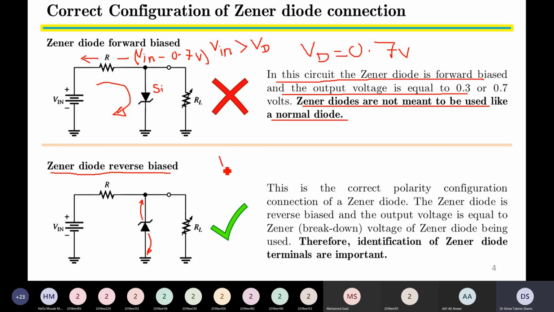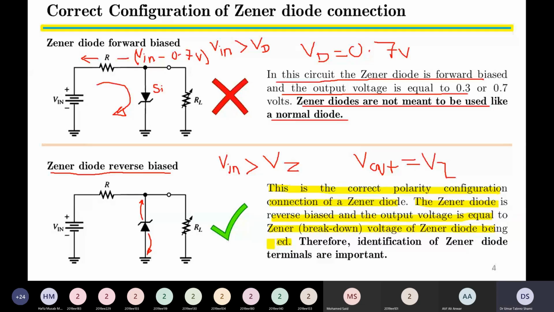If we take Vin, the input voltage, to be larger than Vz of the Zener diode being used, then we will get a Vout equal to Vz. This is the correct polarity configuration of a Zener diode. The Zener diode is reverse biased and the output voltage is equal to the Zener breakdown voltage of the Zener diode being used. Whatever value of Zener diode we are using, the output will be equal to that same value, provided the input voltage is larger than the Zener breakdown voltage.